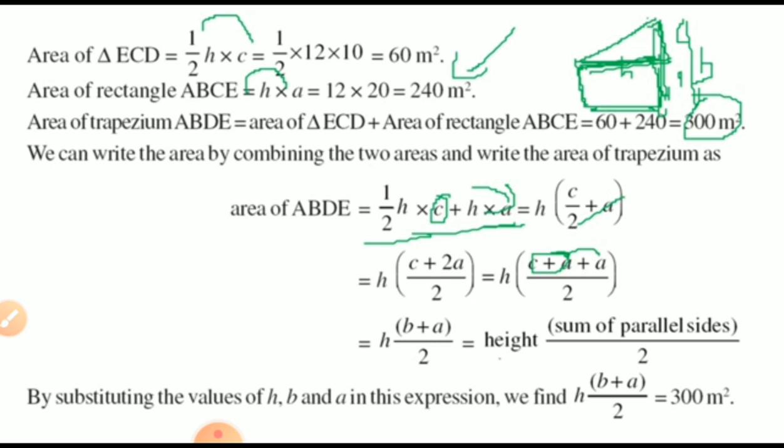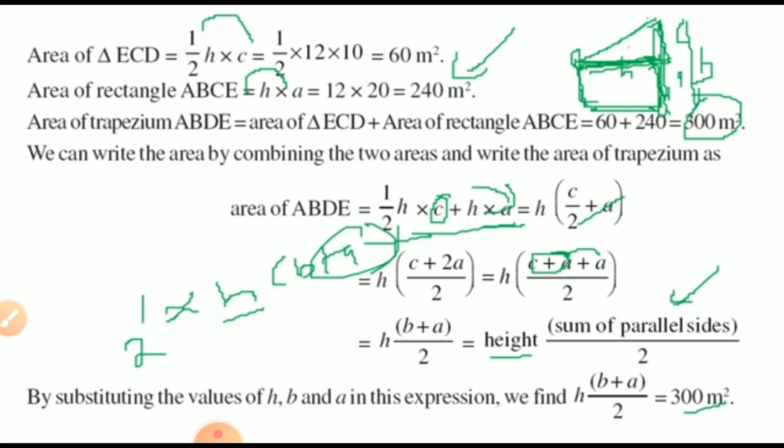Yes, my dear student, so the total is height into the sum of parallel sides divided by 2. Or the new formula is 1 by 2 height into the sum of parallel sides. Easy? You can directly write this and you will get 300 square meters. So here you learned the new formula for the area of a trapezium.